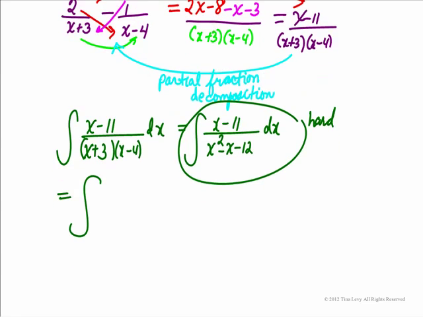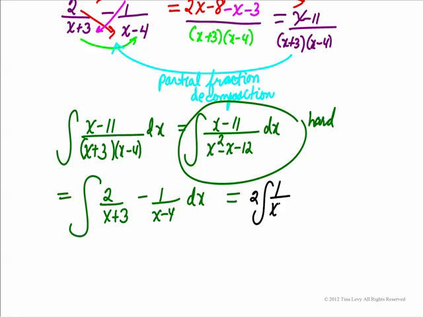However, with partial fraction decomposition, this problem becomes much easier because I can now rewrite this fraction as 2 over x plus 3 minus 1 over x minus 4. And now that integral is much easier. It's 2 times 1 over x plus 3, which is a logarithm, minus 1 over x minus 4.